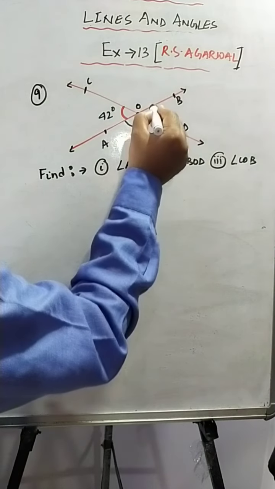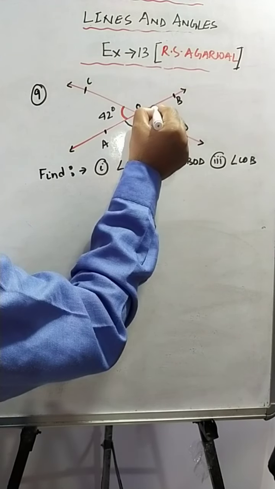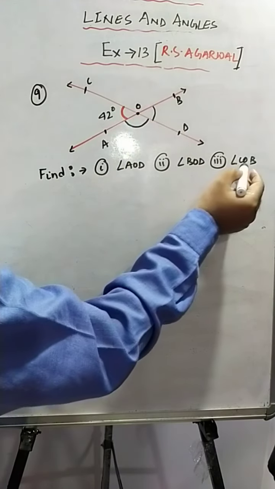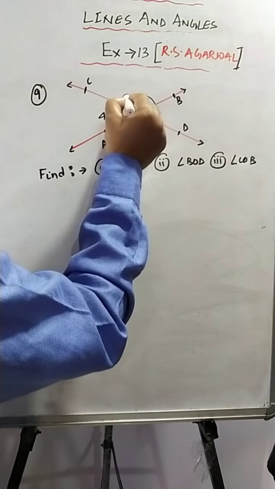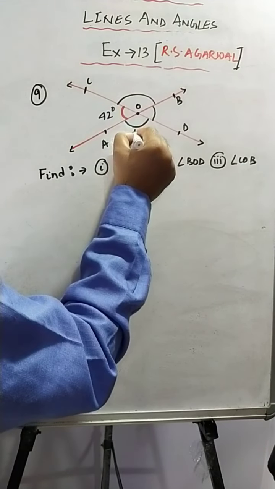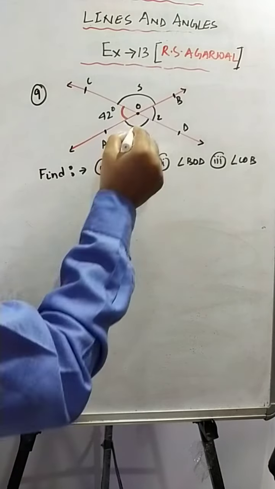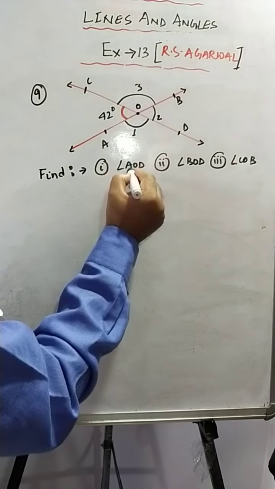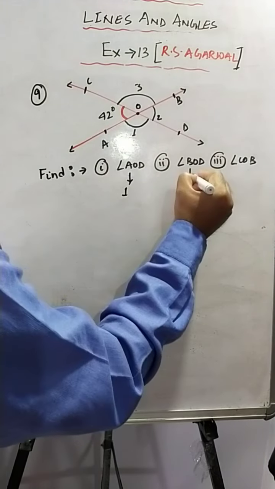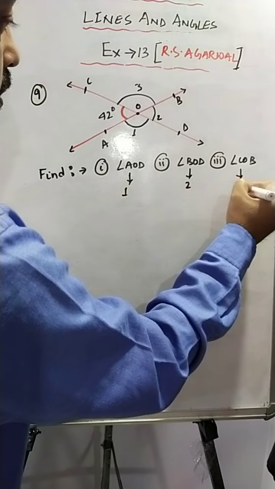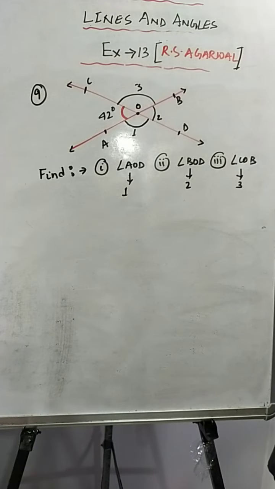Then BOD, this angle also you have to find out. Find BOD, and finally you have to find out this angle also, that is COD. All three angles you have to find out. Okay, that is 1, 2, 3. So this represents 1, this represents 2, and this represents 3. Okay, so one by one we'll find it out.